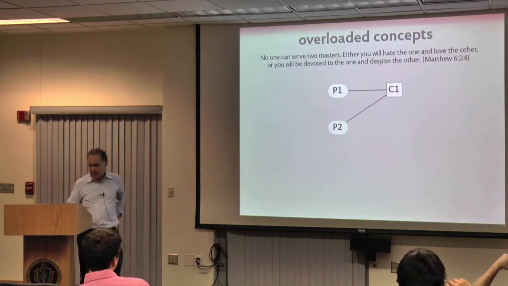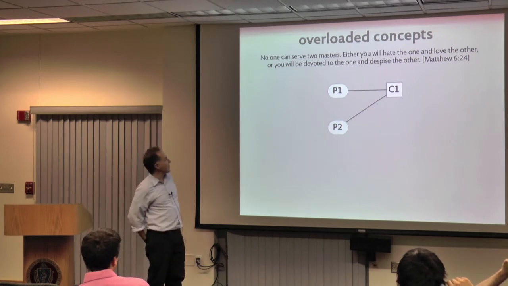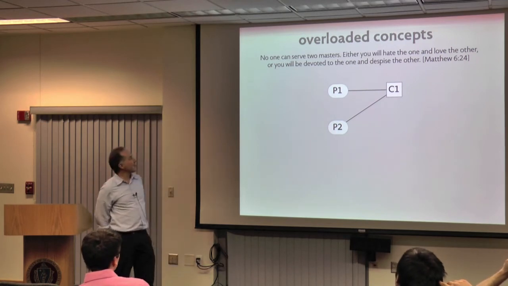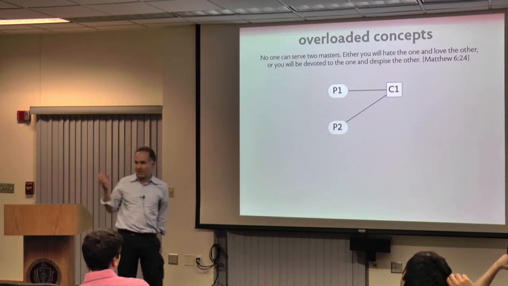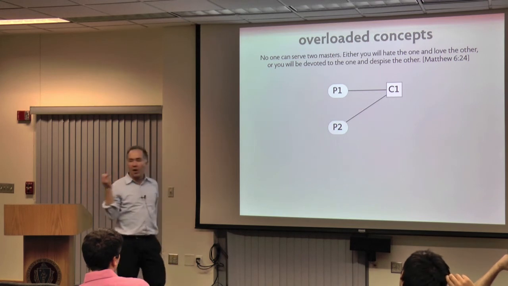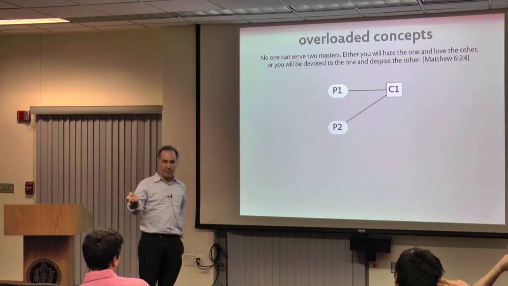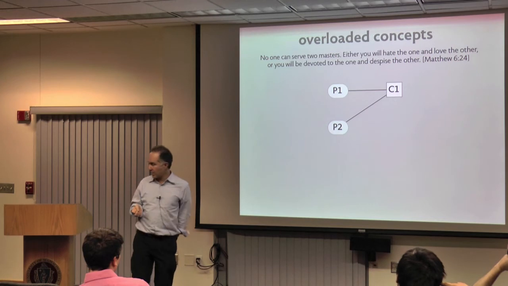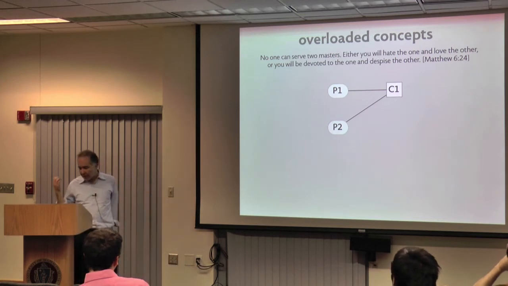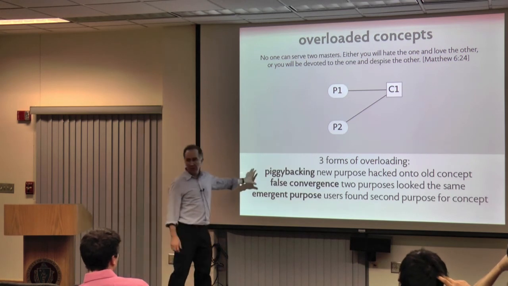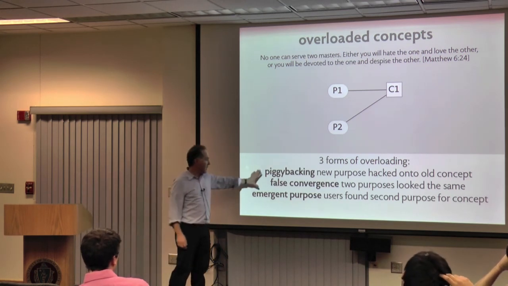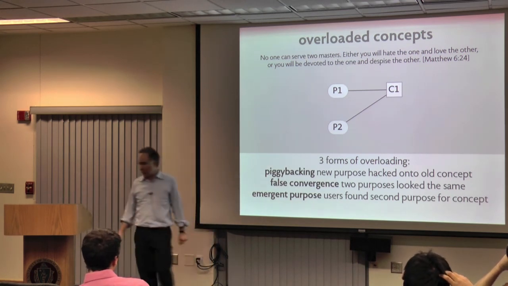So I think the New Testament explains this very well. No one can serve two masters. Either you will hate the one and love the other, or you'll be devoted to the one and despise the other. And this is true of concepts and purposes. When you design a concept, it can only satisfy one purpose. And you're going to be in trouble if you try and satisfy two. And what was going on here, I'll tell you about in a minute. But I see three ways in which this kind of overloading can happen: piggybacking, false convergence, and emergent purposes.